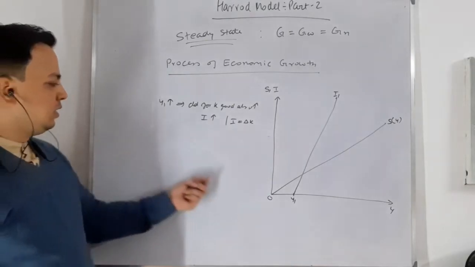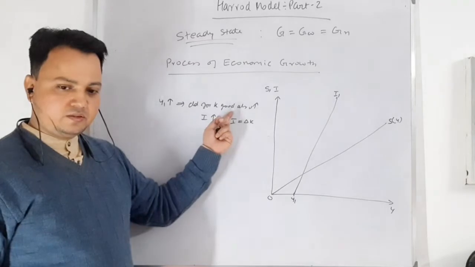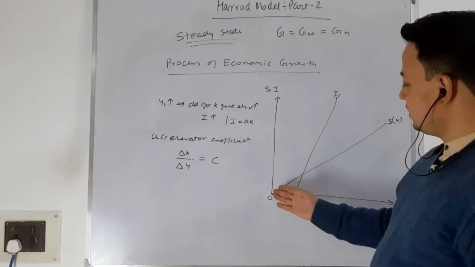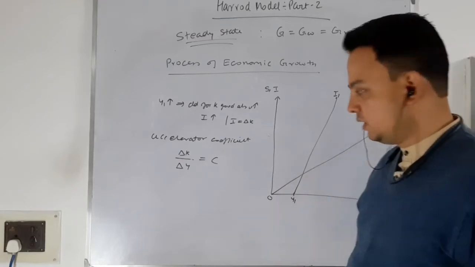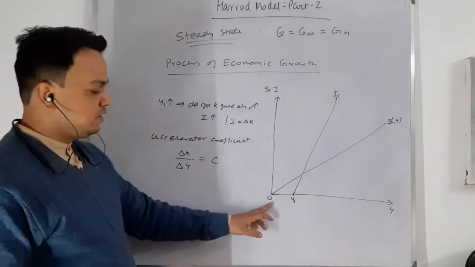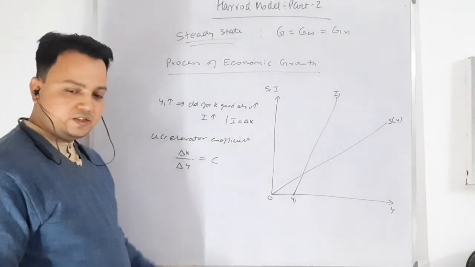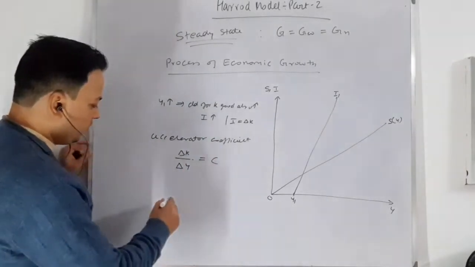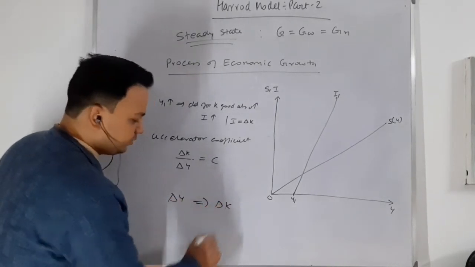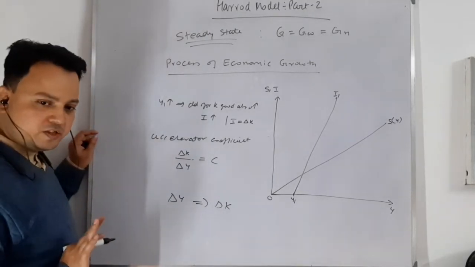I repeat one more time. Saving is a proportion of income. Suppose your income increases from here to here. When your income increases, demand for capital goods also increases, so your investment also increases. This is what our accelerator principle is saying: when demand for output increases, demand for capital goods also increases by some proportion.